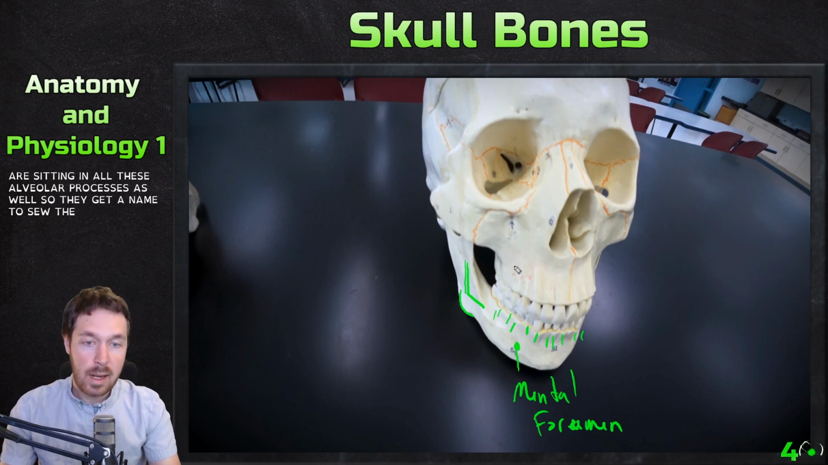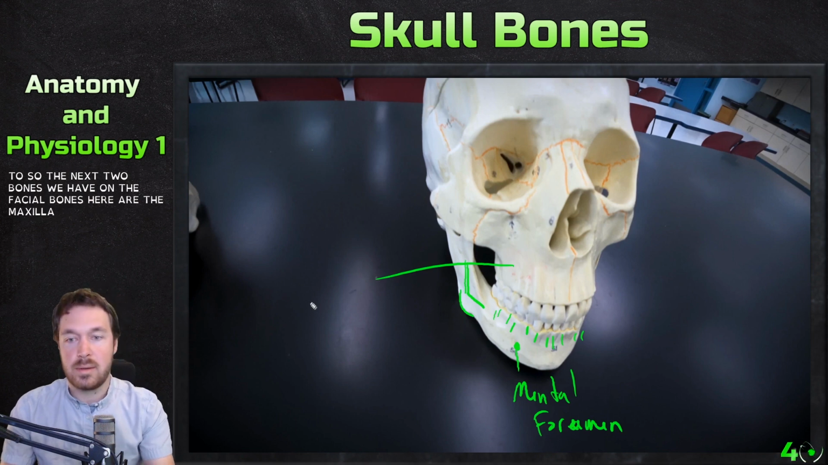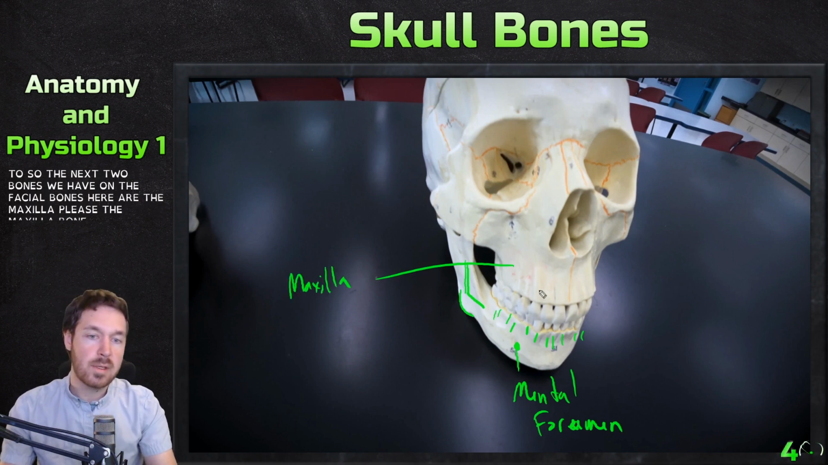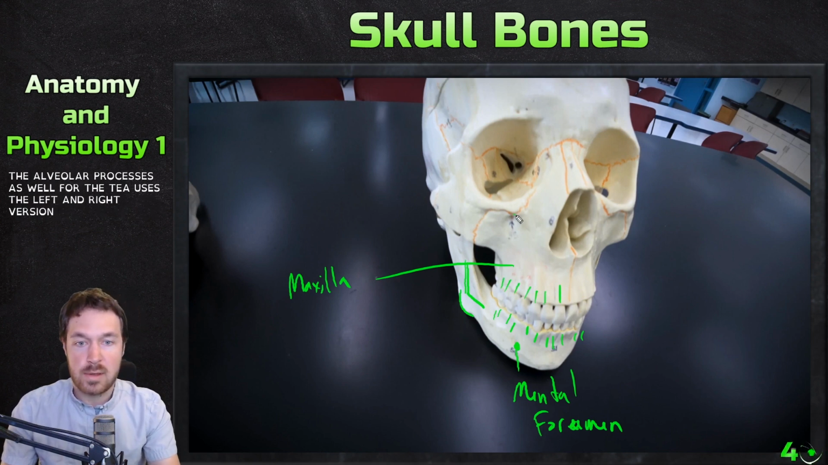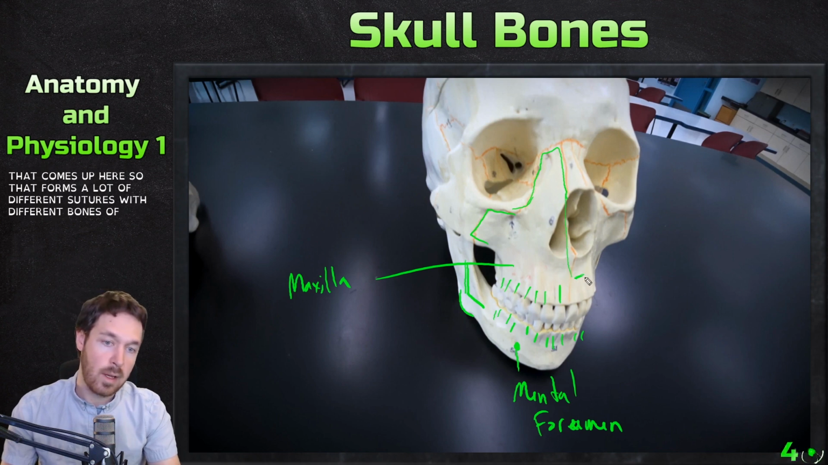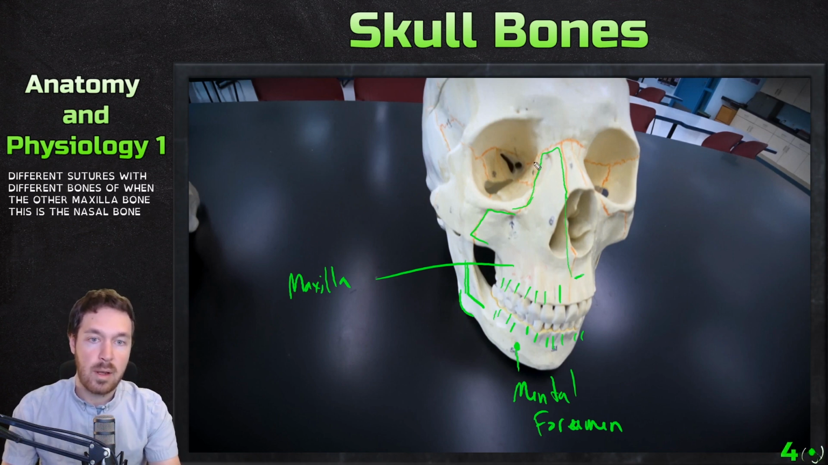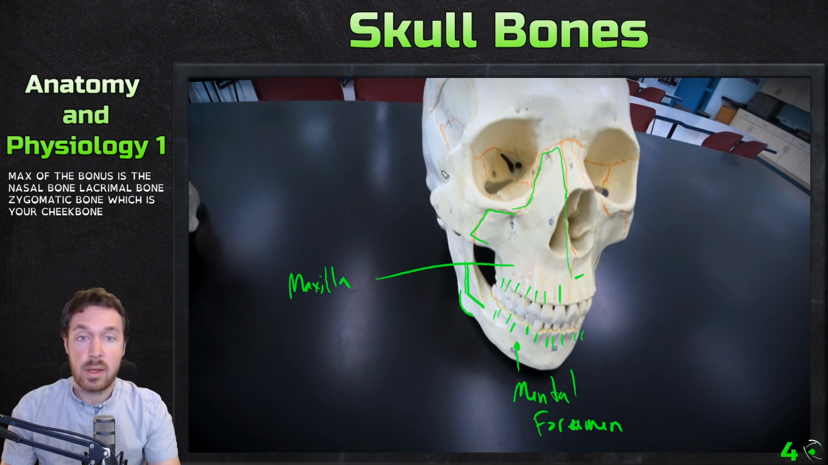So the next two bones we have on the facial bones here are the maxilla. These are the maxilla bones. And within this, we also have the alveolar processes for the teeth. There's a left and right version. There's a zygomatic process here, and then there's also a process that comes up here. This forms a lot of different sutures with different bones: the other maxilla bone, the nasal bone, lacrimal bone, zygomatic bone, which is your cheekbone, and so forth.